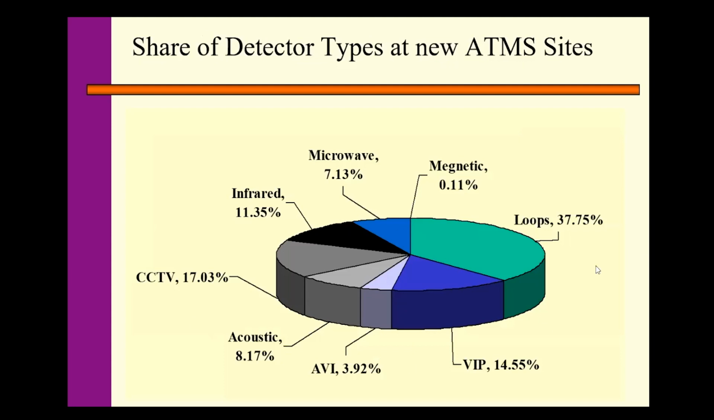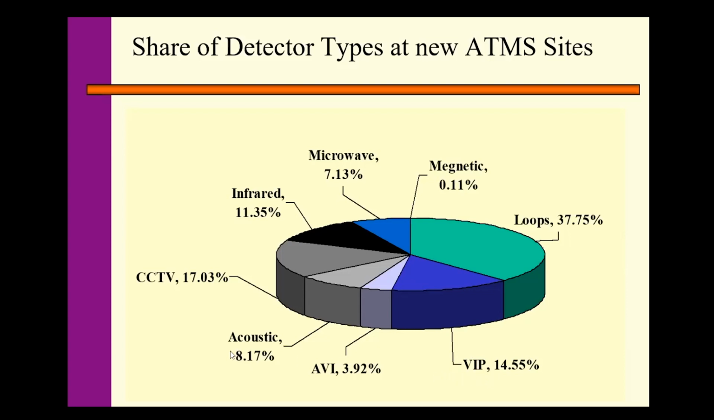This is the slide where I want to give you a big picture of the different types of sensors and their share in today's infrastructure system. Like I mentioned, we have loop sensors, the inductance loop sensors, which account for about 37%, so almost 40%. We have the video image processor type of sensors, which account for 15%.